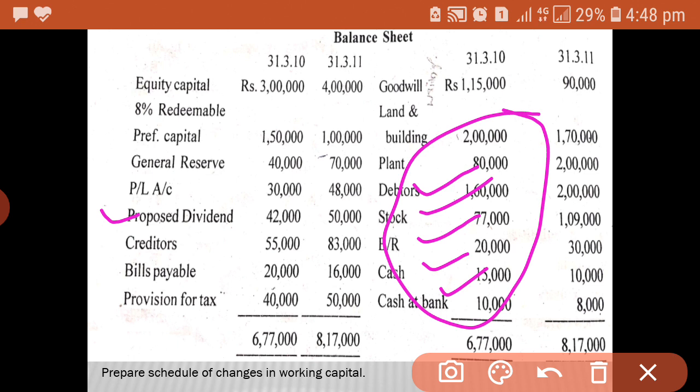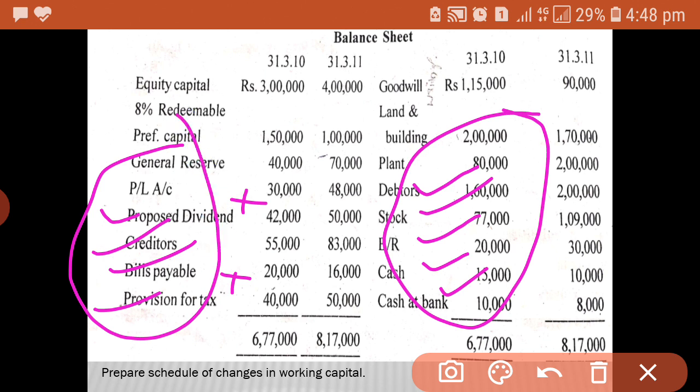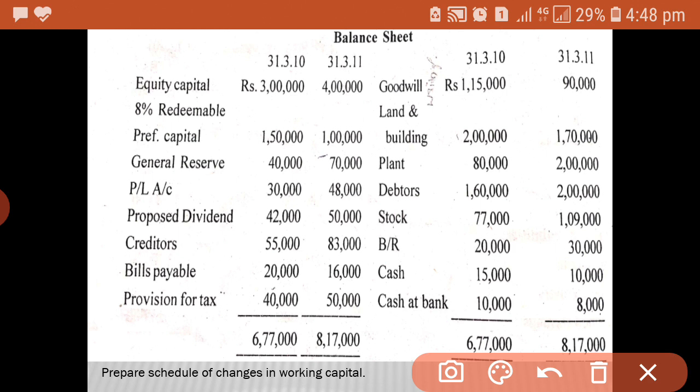Okay, proposed dividend, then creditors, bills payable, and also provision for tax. Note that proposed dividend and provision for tax can be taken as current or non-current, but you have to give a note after the solution. Okay, now you take it as current liability. Okay, you also write down the question in your notebook or find the answer and send the answer to my WhatsApp number. Are you clear?